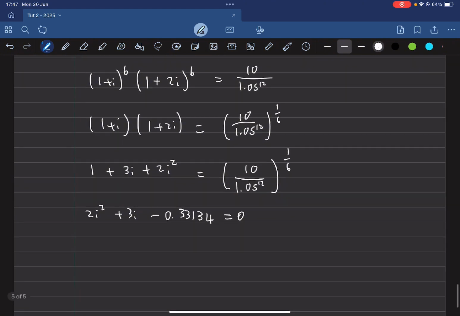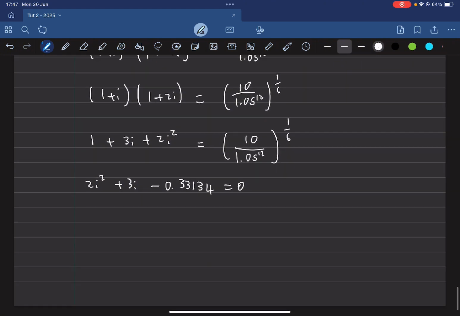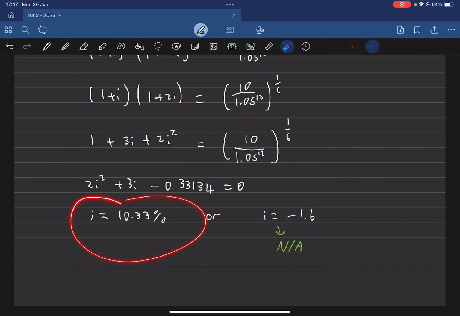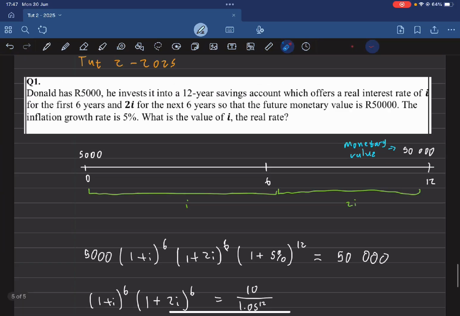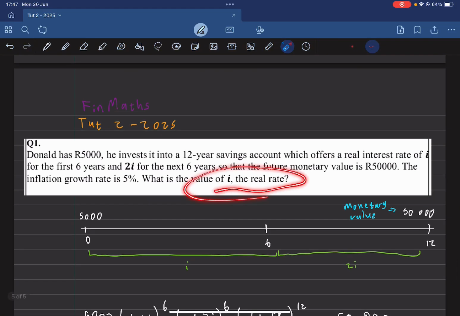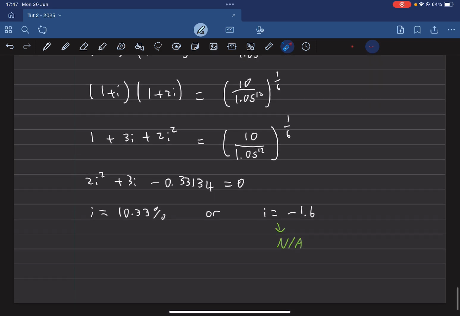And then if we use the quadratic formula with our calculator, we're going to get I is equal to 10.33%, or I is equal to negative 1.6. So this one is fine, but this interest rate is never negative, so we're going to say this one is not applicable. So our final answer for this one is I is 10.33%. So the real interest rate for this example is 10.33%.